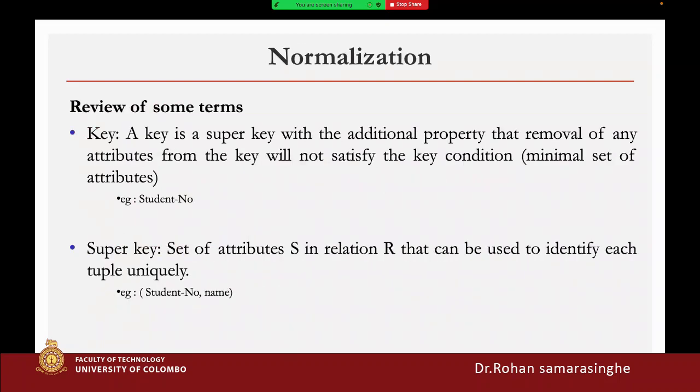And a review of the same term, key. A candidate key is a super key with the additional property that removal of any attribute from the key will not satisfy the key condition, a minimal set of attributes. A super key is a set of attributes S in relation R that can be used to identify each tuple uniquely. If a super key has a minimal set of attributes, it is called a primary key.